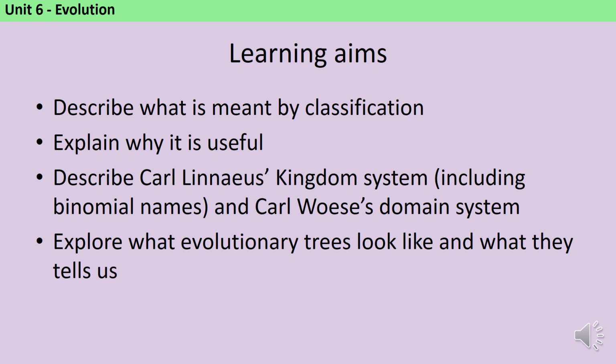We'll describe two systems, Carl Linnaeus' kingdom system including binomial names, and also Carl Woese's domain system, and then we'll explore what evolutionary trees look like and what they tell us.